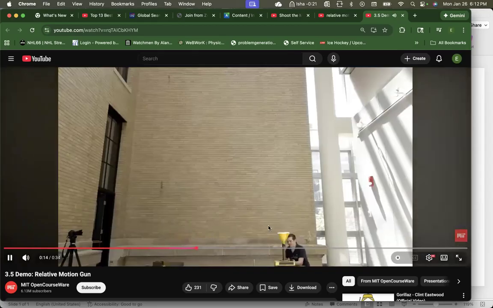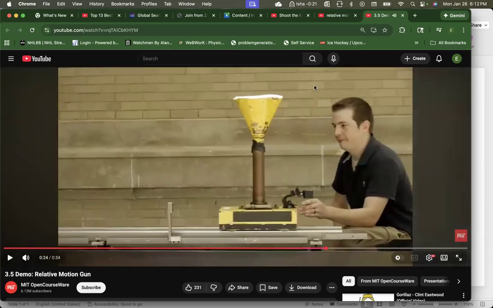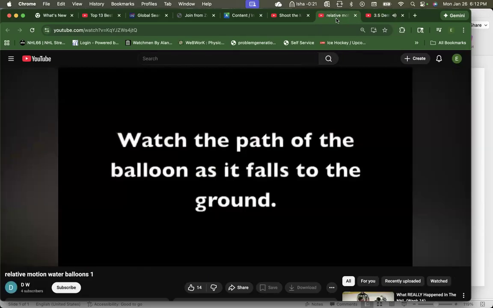And now let's watch the overall trajectory. The overall trajectory goes up, turns around, and then comes back down. So the overall motion is actually just a parabola. Now let's watch another one.